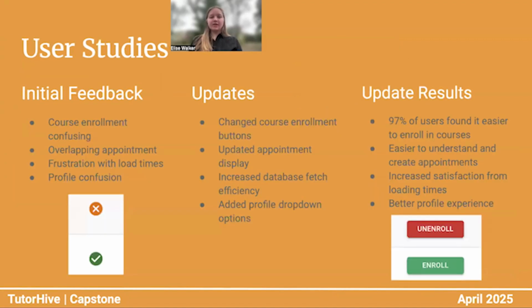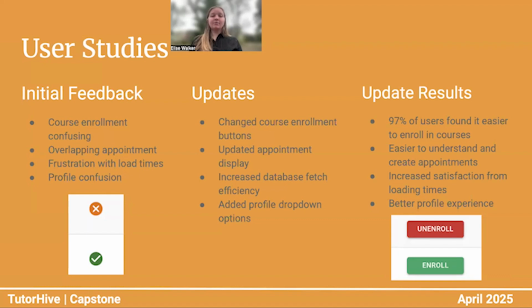For our user studies, there were 3 different things we wanted to talk about. We wanted to discuss the initial feedback that we received, the updates that we made, and the update results. For our initial feedback, the 4 major points that we got that we then had updates for were course enrollment, which the users found confusing, overlapping appointments, which didn't display in a way that was intuitive for users to understand what they were supposed to do, frustration with load times, and profile confusion, specifically with logging out.